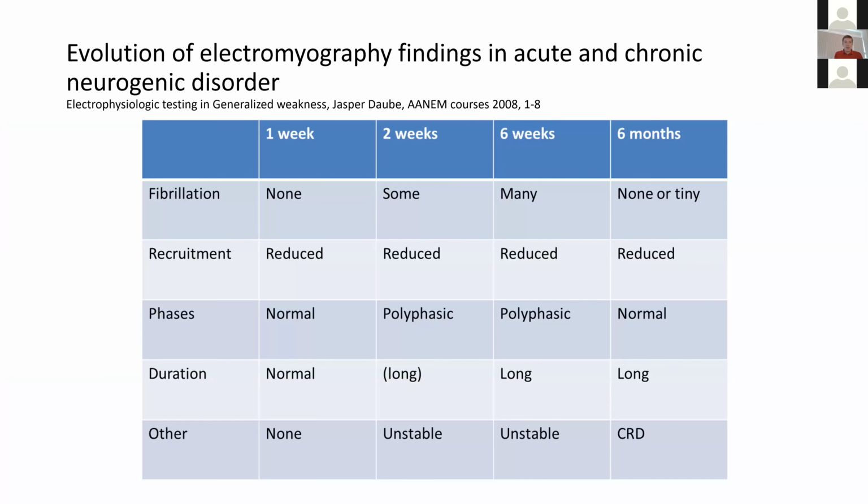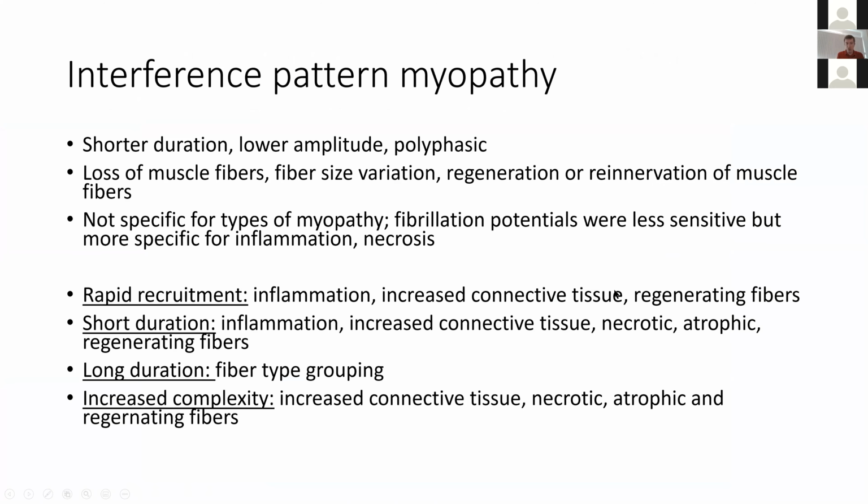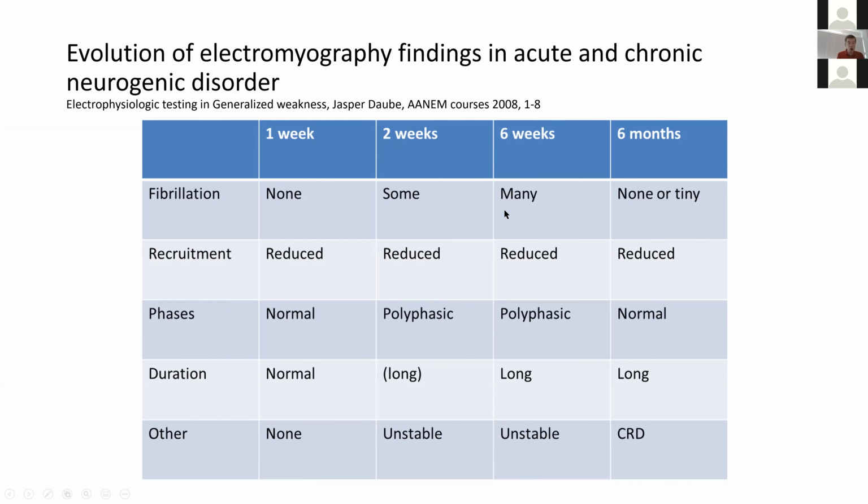The evolution of the electromyography findings in acute and chronic neurogenic disorders is very typical. In the first week after a condition has been posed to be a neurogenic disorder, we have only reduced recruitment. After 2 weeks, we have not only reduced recruitment, but also some fibrillation, some active denervation. After 6 weeks, we still have reduced recruitment, which remains even after 6 months, but we have more active denervation potentials like fibrillations.